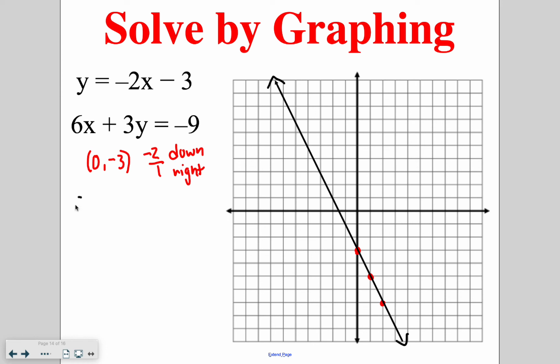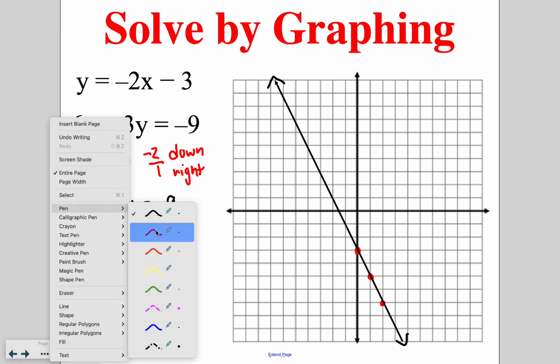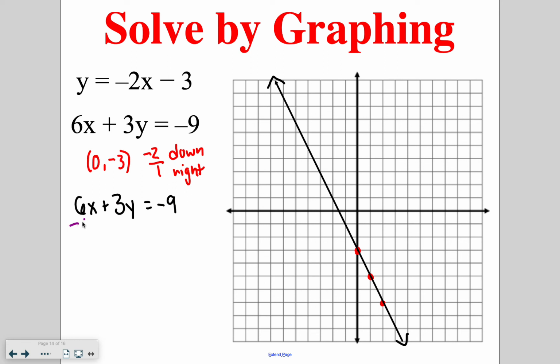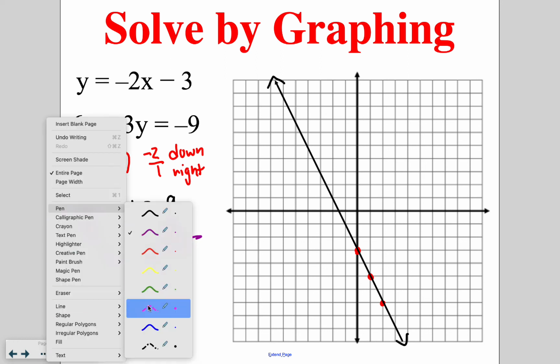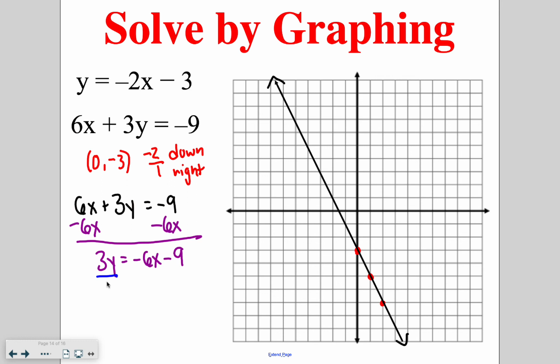Now, our second equation, 6x plus 3y is equal to -9, is not in slope-intercept form, so we're going to have to rearrange that by subtracting 6x on both sides, giving me 3y is equal to -6x minus 9. And then I'm going to divide by 3 on each part of the equation. And I'm going to end up with the equation of y is equal to -2x minus 3.